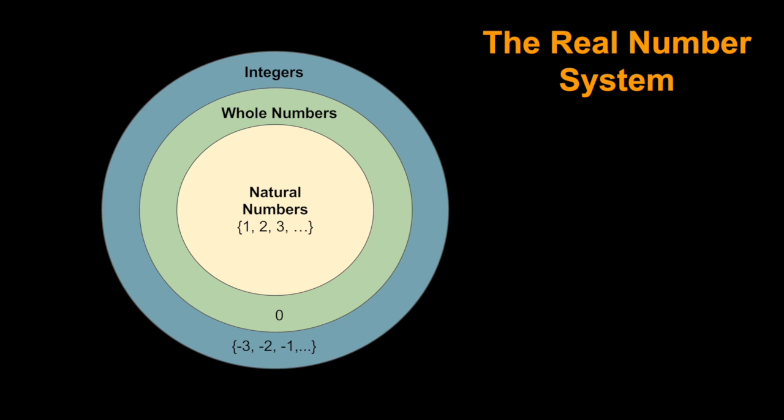And integers are similar to our whole numbers, but they have negatives. So they are essentially the opposite of your natural numbers. So that's why I've got -3, -2, and -1. 0 is an integer. 1, 2, and 3 are integers.